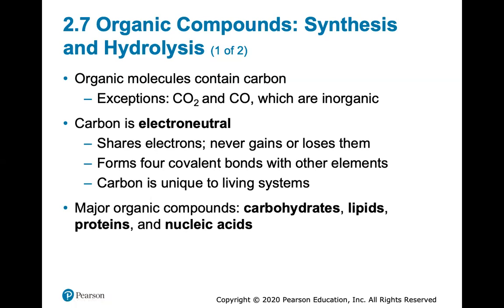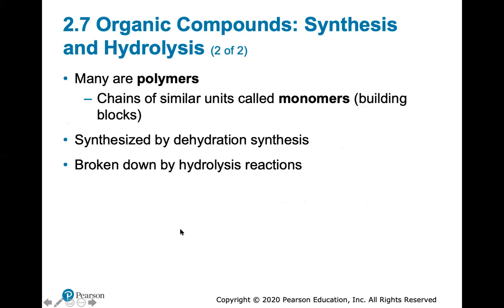Carbon is really unique to living systems. Carbon is probably one of the most important elements in the body. It helps form the major organic compounds: carbohydrates, lipids, proteins, and nucleic acids. And we're going to talk a little bit about those organic compounds. Many of these are polymers, and poly just means many. So a polymer is a chain of similar, smaller units called monomers, where a monomer is a singular building block.